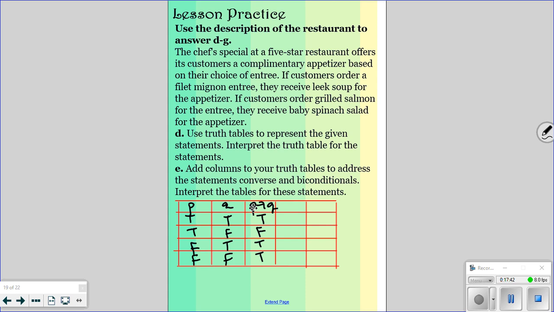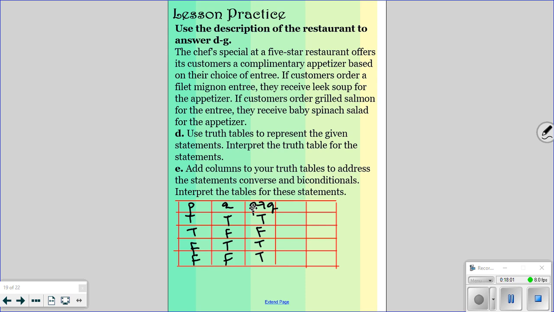And then if customers order grilled salmon, they receive baby spinach. So if they order grilled salmon, if that's a true statement, then they'll receive baby spinach. So that's all you have to say there. For the converse and the biconditional.